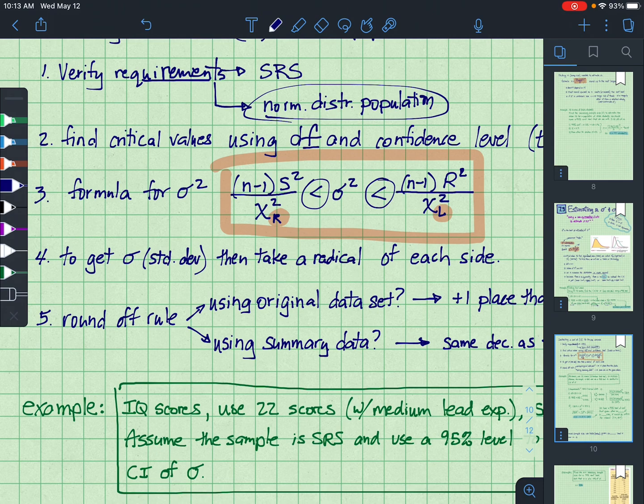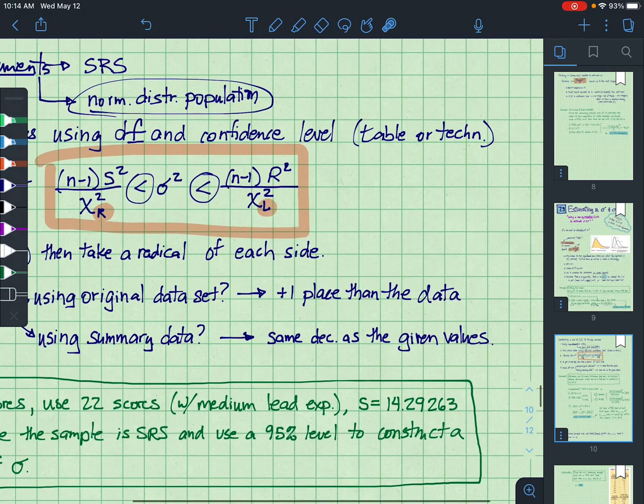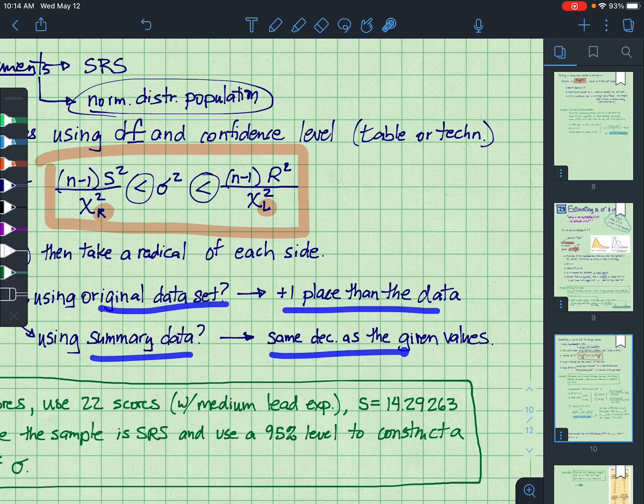And again, that'd be if you do it by hand, using the particular values that you have. Technology, again, would tell you straight up what those values are. All right, again, if you start with the variance, but know that we are looking sometimes for the standard deviation, so you got to take a radical of everything. In this case, I'd take a radical of each of these sides, so to speak. There is a round-off rule. Use same as last time. If you're using the original data set, go +1. If you're using the summary data, then the same decimals as the given values.